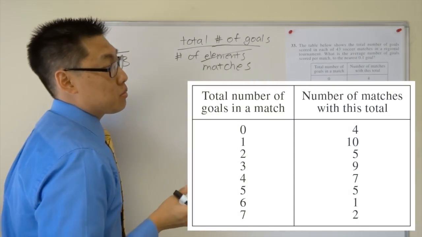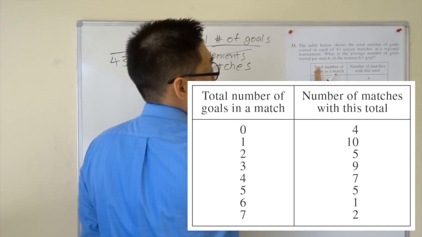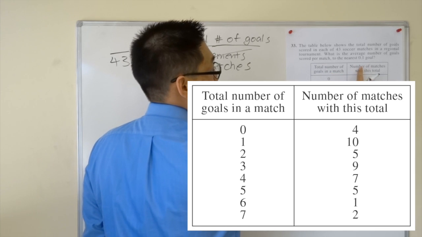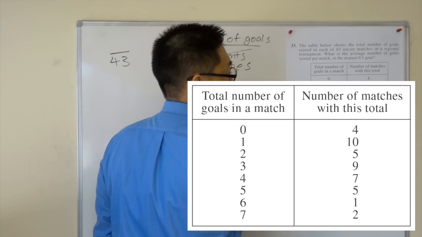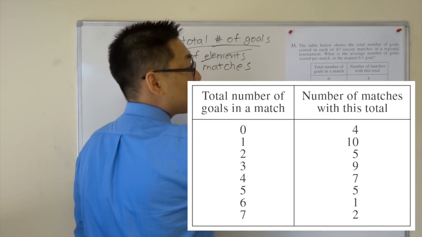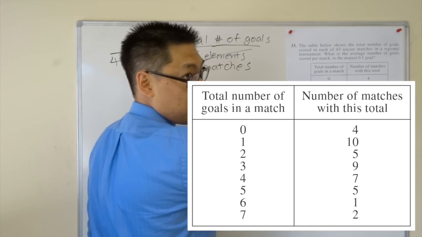So if you haven't seen this table before, it can be a little bit confusing, but let me break it down for you. First column says total number of goals in a match. Second column says number of matches with this total. So let's look at the third row. What this means is we have 2 goals in every match, and there were 5 matches with 2 goals.